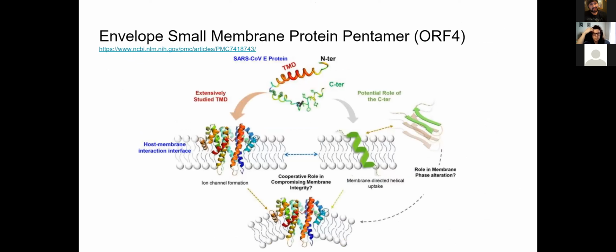So the first one that I will talk about in more detail is the envelope small membrane protein pentamer on the open reading frame 4. And there's two major thought processes on how it interacts with the host membrane: the more extensively studied transmembrane domain, which forms an ion channel, as well as the C-terminal, where it does a type of helical uptake. And those two combined is how the RNA and the virus are transferred into the cell.